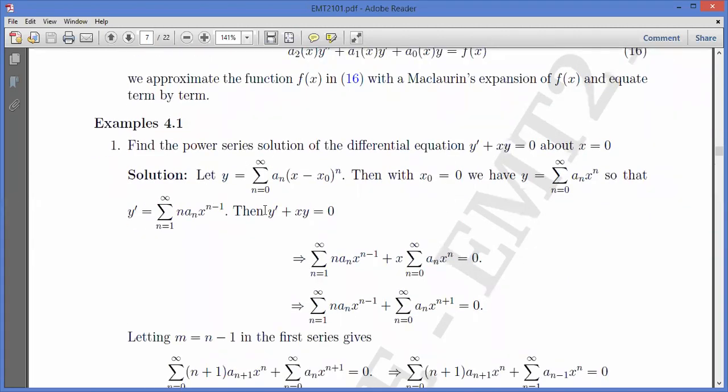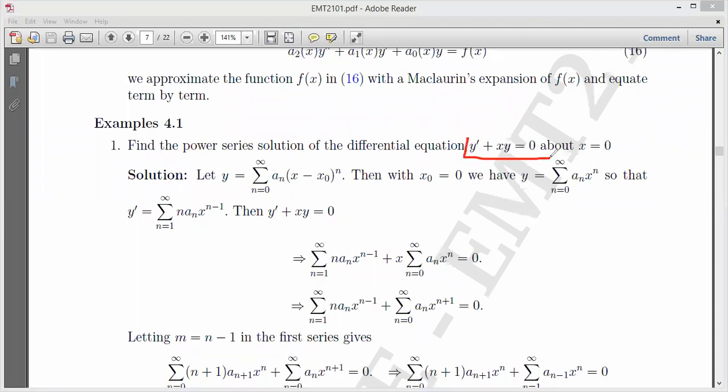There is an example here. So now we want to solve a very simple system. Let's solve this system. We want to solve this equation: find the power series solution of the differential equation y prime plus xy equals 0, about x equals 0. When we say about x equals 0, it means x naught here is 0. You have to interpret.